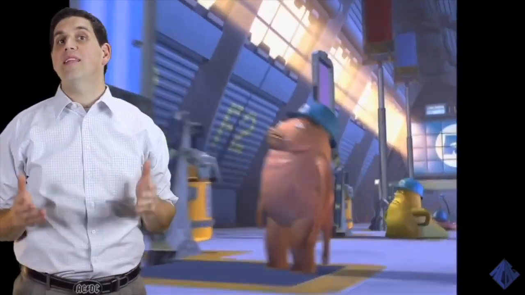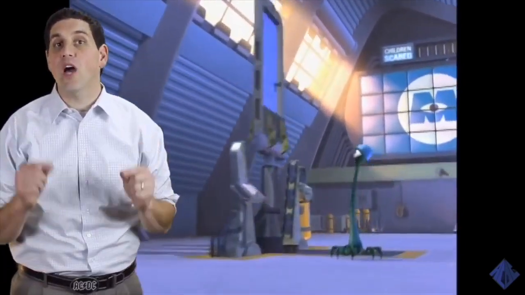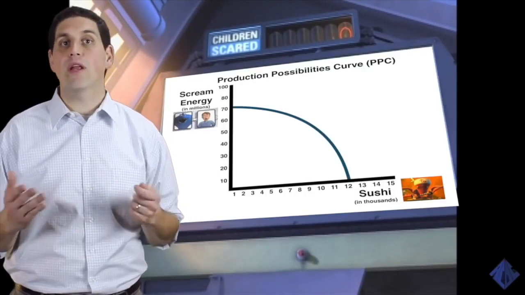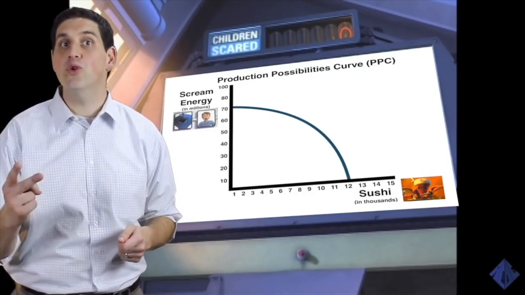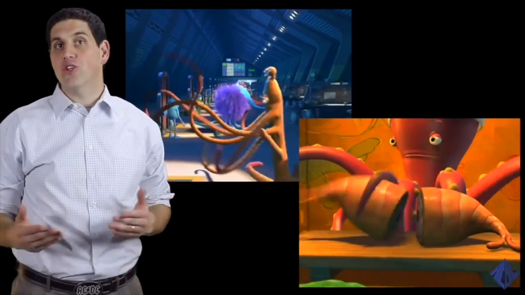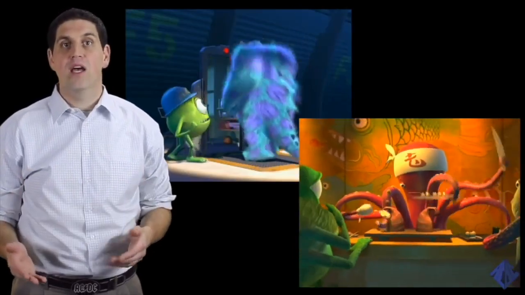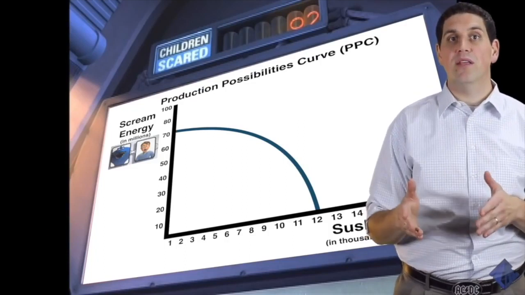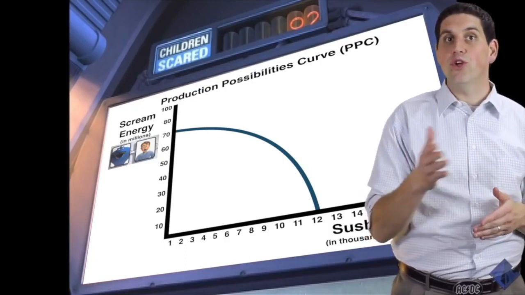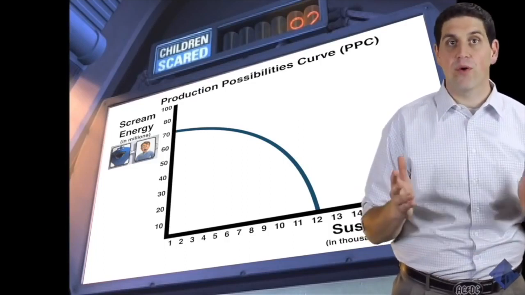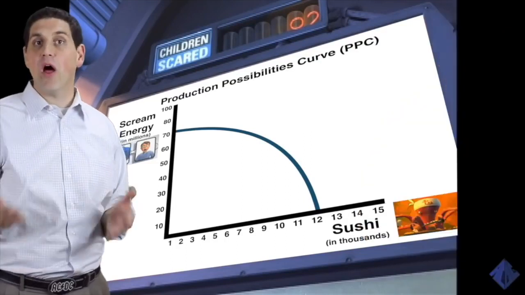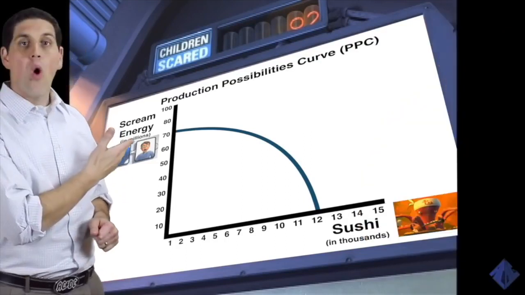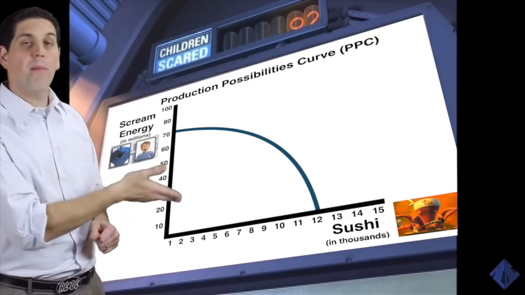Economists like to explain the idea of scarcity by drawing something called the production possibilities curve. The PPC is a graph that shows how an economy can use its resources to produce 2 different goods. So let's assume that Monstropolis can only produce 2 different products, Scream Energy and sushi. This graph shows the production possibilities, the different combinations of the 2 goods that can be produced using all of their resources. As you can see, they can put all their resources to produce Scream Energy, or they can produce all sushi, or some combination in between.